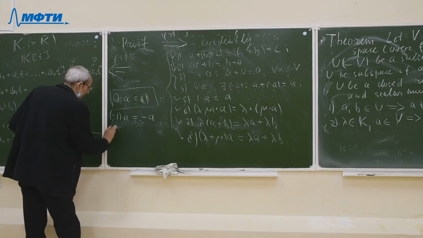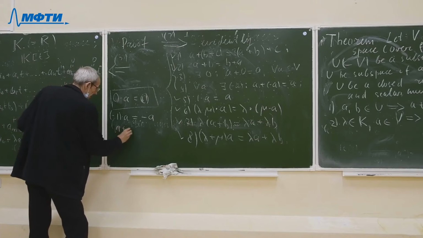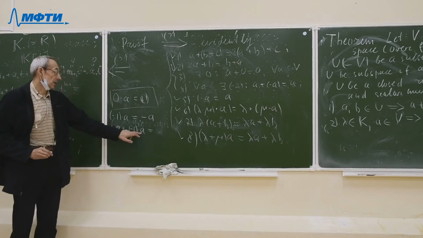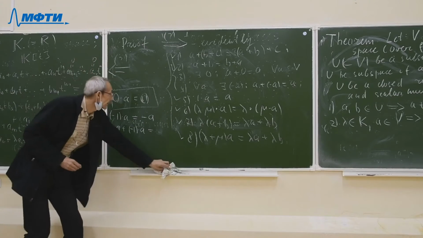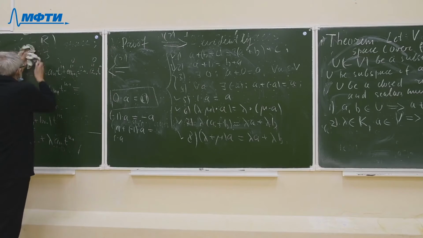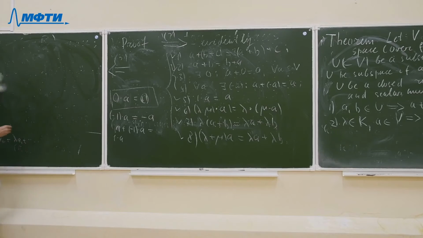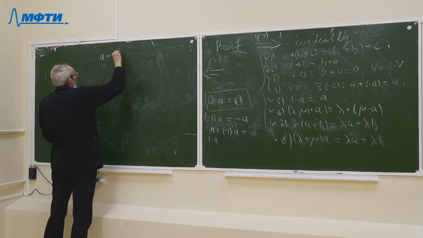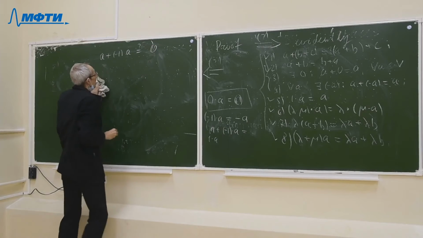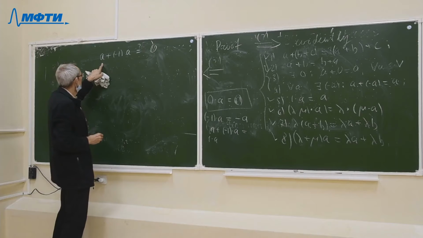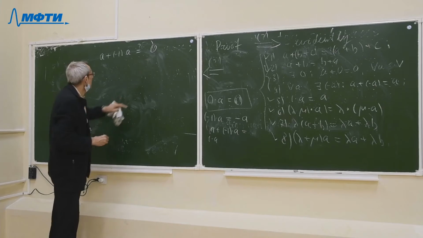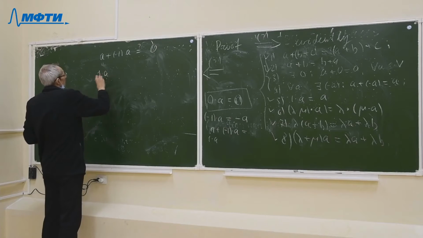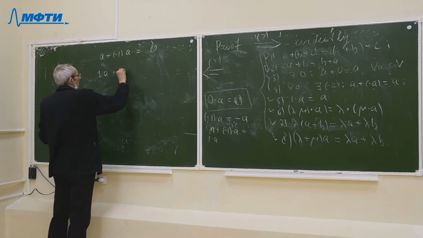Easy to see: A plus minus 1 times A, from axiom number 5, it follows. Let's prove this fact. I try to prove that the sum of any vector A plus minus 1 times A is equal to the zero vector. It is easy to see that this is equal to the product of the unit element of the field and A, plus minus 1 times A.